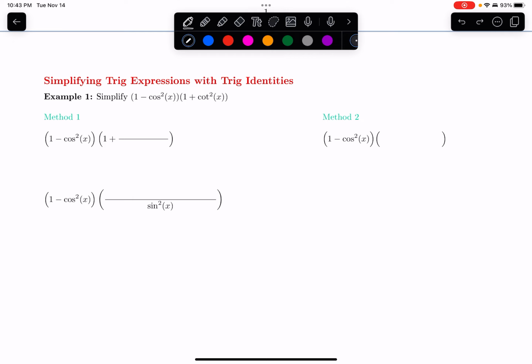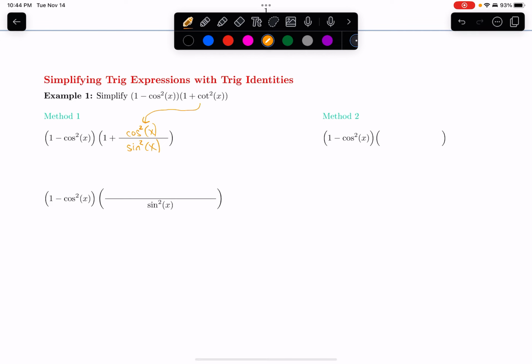So first, I'm going to rewrite cotangent squared in terms of cosines and sines. Like I know cotangent is cosine over sine. So cotangent squared would be cosine squared x over sine squared x. Rewriting trig functions in terms of cosines and sines is often a good strategy in simplifying problems. I don't always do it, but often it can be a helpful strategy. So cotangent squared was the same thing as this.